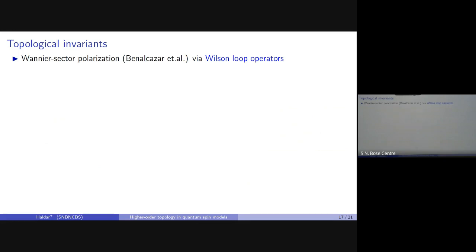The general problem is not solved, but for the BBH class of models, people have identified an invariant called the nested-sector polarization, and this can be constructed via something called the Wilson loop operator. I'm going to basically run through the algorithm. You may not understand all parts of it, we can discuss, because we're also pressed for time.